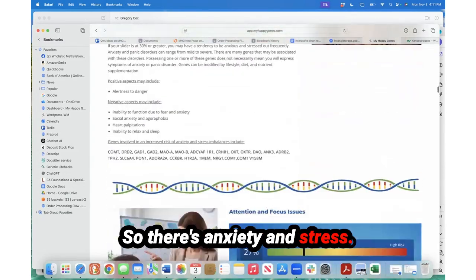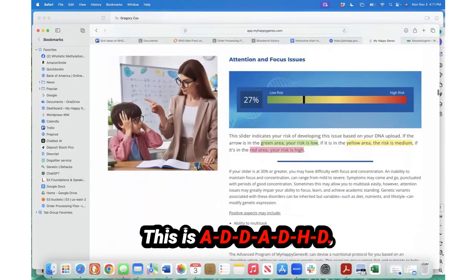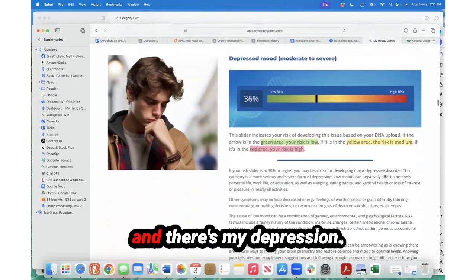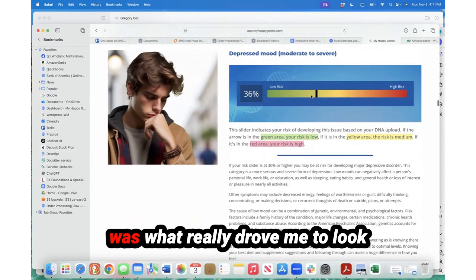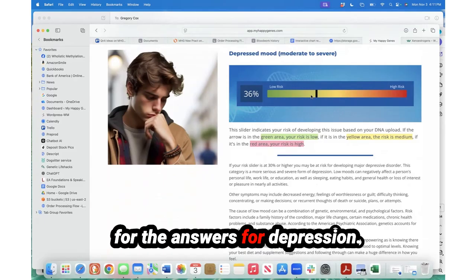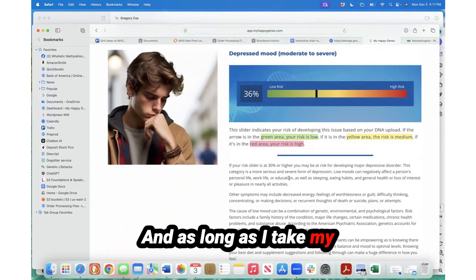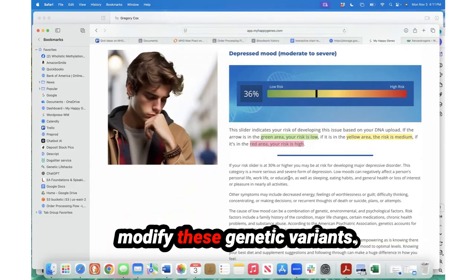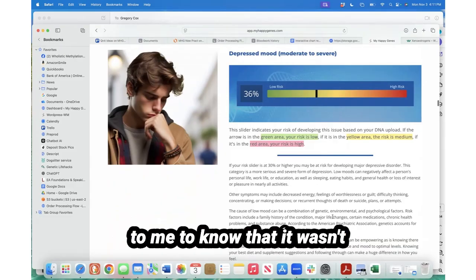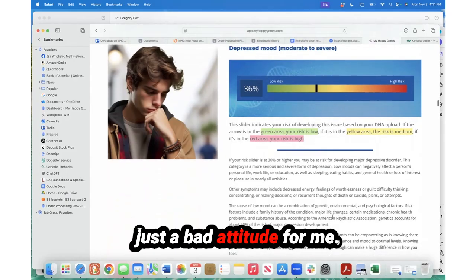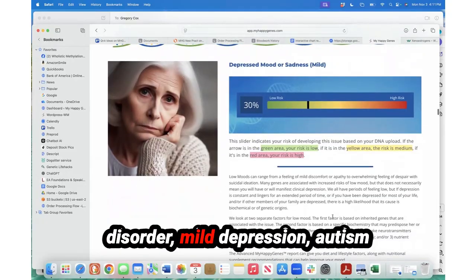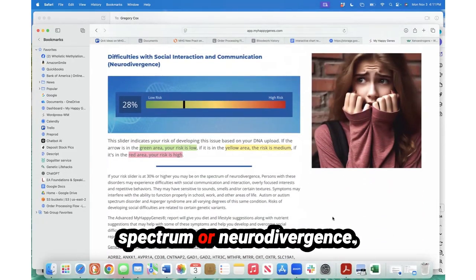So there's anxiety and stress, attention and focus. This is ADD, ADHD. This is the schizophrenia risk. And there's my depression. You've heard me talk about how this was what really drove me to look for the answers for depression. And as long as I take my supplements, I don't get depressed like I used to. I spent most of my life depressed until I figured out how to modify these genetic variants. But again, very comforting to me to know that it wasn't just a bad attitude for me. There's seasonal affective disorder, mild depression, autism spectrum or neurodivergence.